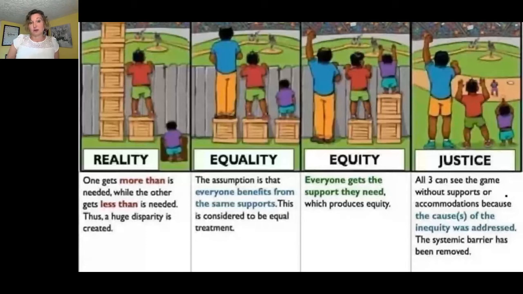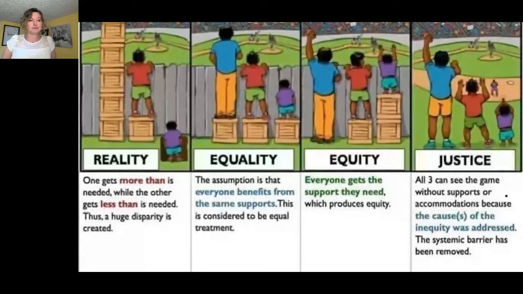The individual in the purple shirt has that one box, but that's not nearly enough for them. So that's not actually helping them at all. So out of those three people who have the exact same thing, equality, only one person is really benefiting from that support.